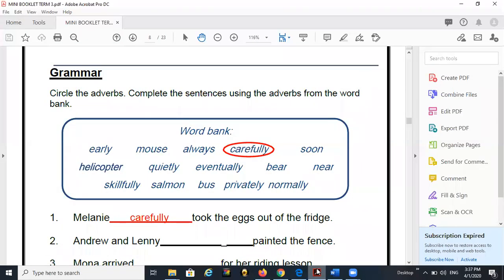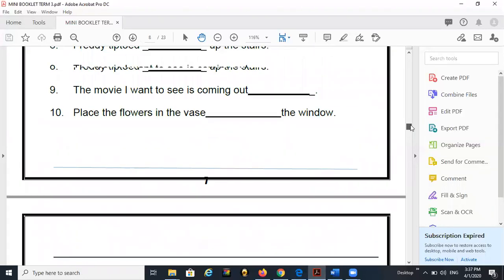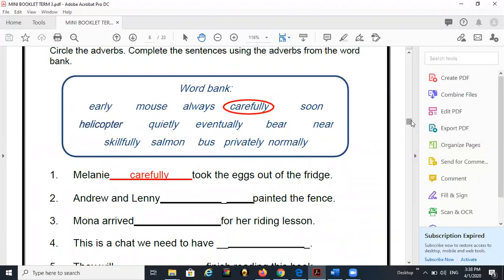Now, please open page 7 in your new booklet. Circle the adverbs. Complete the sentences using the adverbs from the word bank. We have to read first the words in the word bank and then start answering. We have early, mouse, always, carefully, soon, helicopter, quietly, eventually, bear, near, skillfully, salmon, bus, privately, and normally. Number 1 is already done for you.